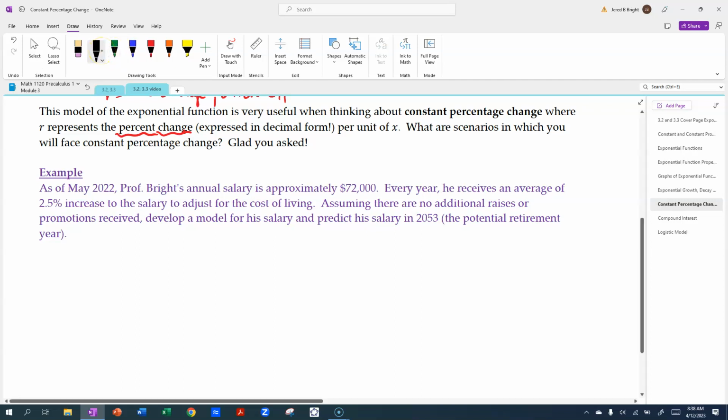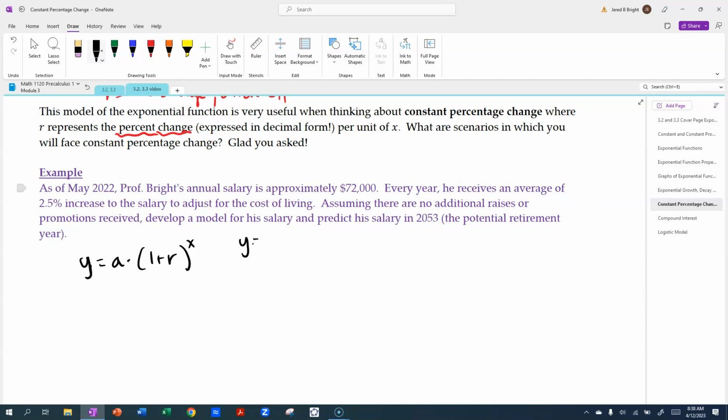As we look at it, we know we need to develop a model. So y is equal to a times 1 plus r to the x, okay? And just to clarify the notation here, we're going to have to find a and r, right? But y is going to be my yearly salary in dollars, and then x would be the number of years. I'm going to say that this is since 2022, only because that's the data point that we're provided. So we're looking after 2022, okay?